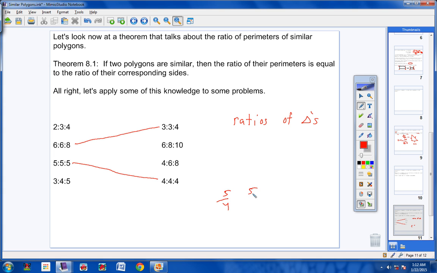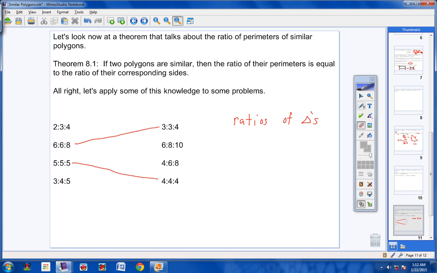5 over 4. And 5 over 4. If you reduce, well, you can't reduce those fractions. So we got the same fraction for all three. So this triangle here and this triangle here are similar.